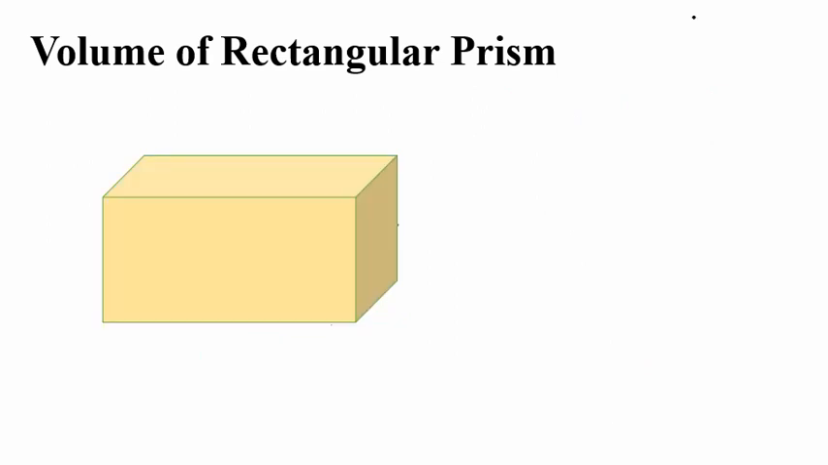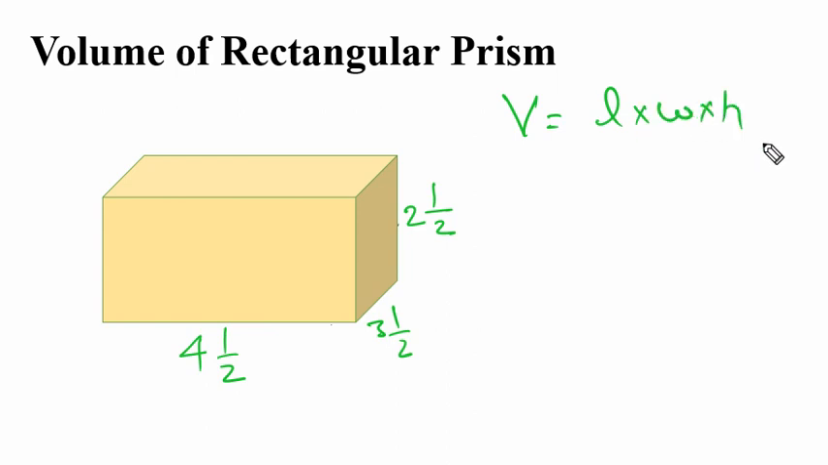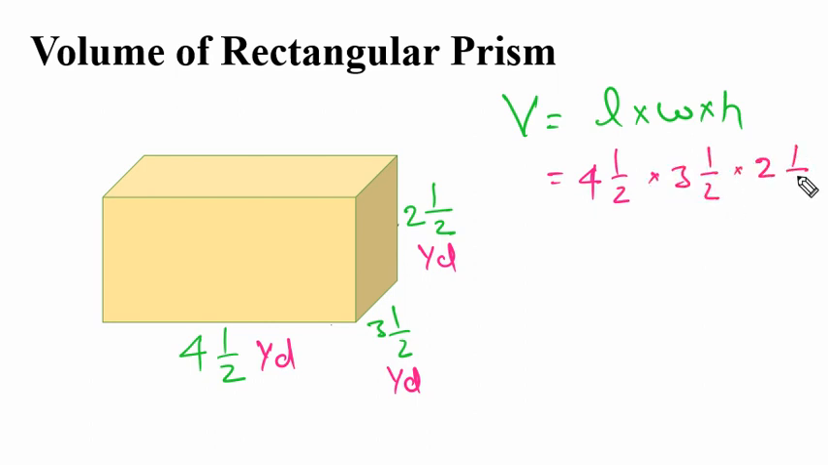Now in this example, let's take the mixed fractions as 4 and 1/2, 3 and 1/2 and 2 and 1/2. Again, the volume is length multiply width multiply height. Let's say this time the unit is yard. Yard is written as yd. So the volume is 4 and 1/2 multiply 3 and 1/2 multiply 2 and 1/2.